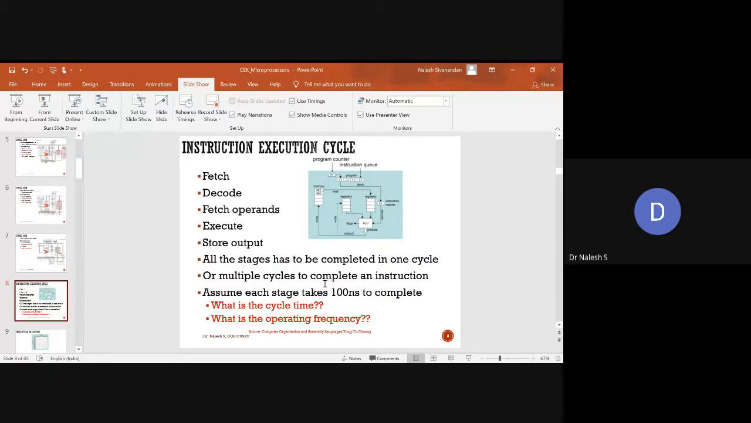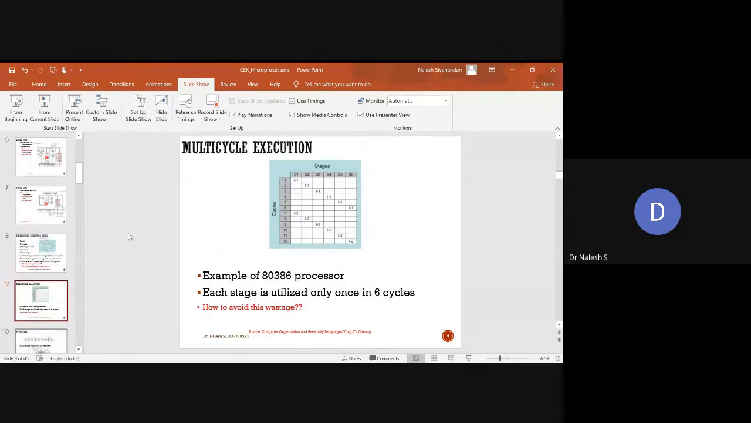Your cycle time you keep at 100 nanoseconds, but it takes 5 cycles to complete. So these two options are there. But whatever the option, it takes 500 nanoseconds to complete the entire operation. And let's look at this. Let's assume that we are taking multiple cycles to complete the operation.